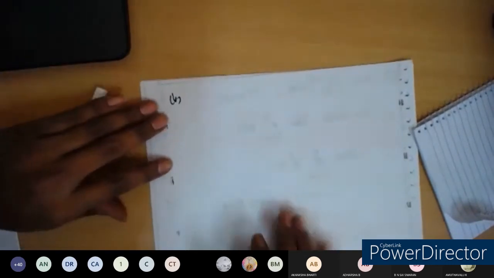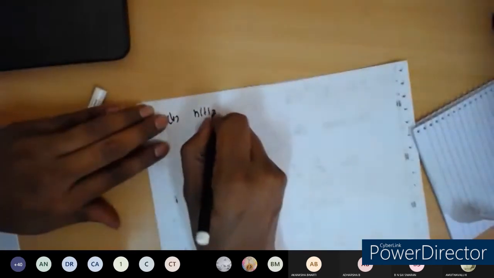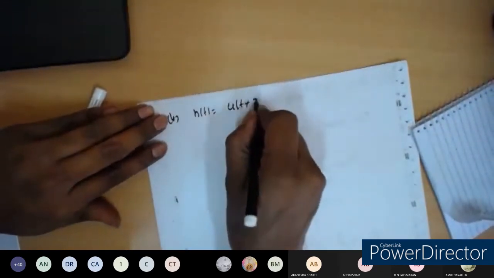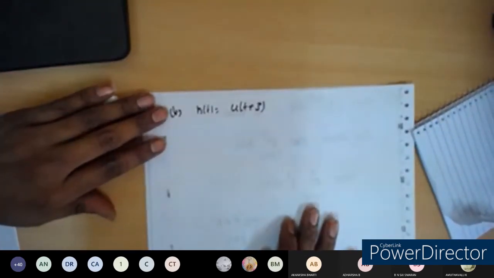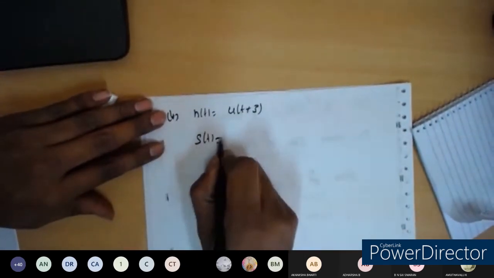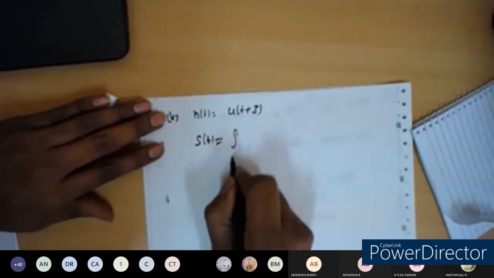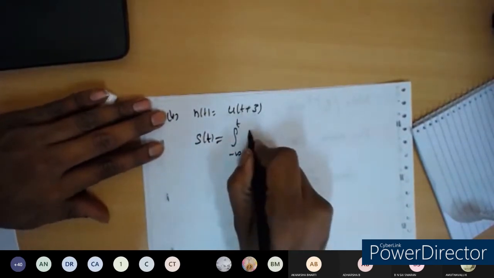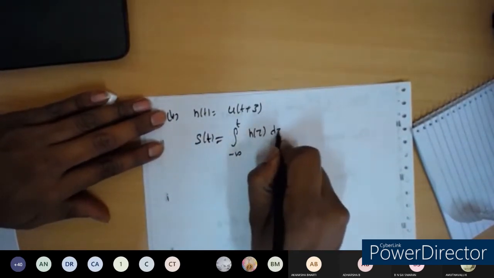Take h of t is equal to u of t plus 3. H of t is equal to u of t plus 3. So let us write the step response. S of t is equal to the integral from minus infinity up to t of h of tau d tau.